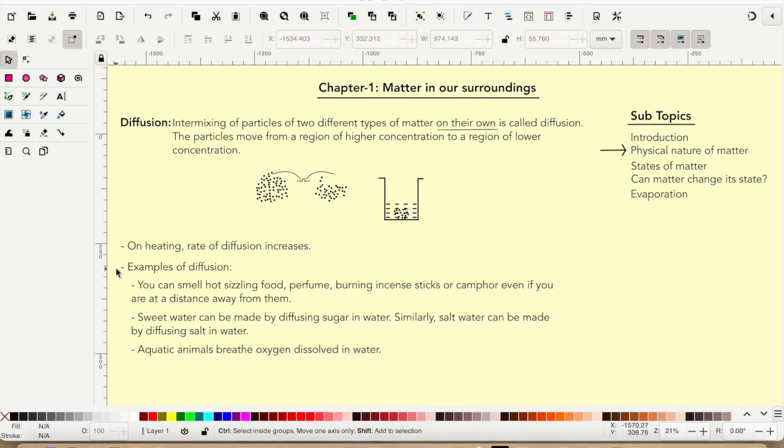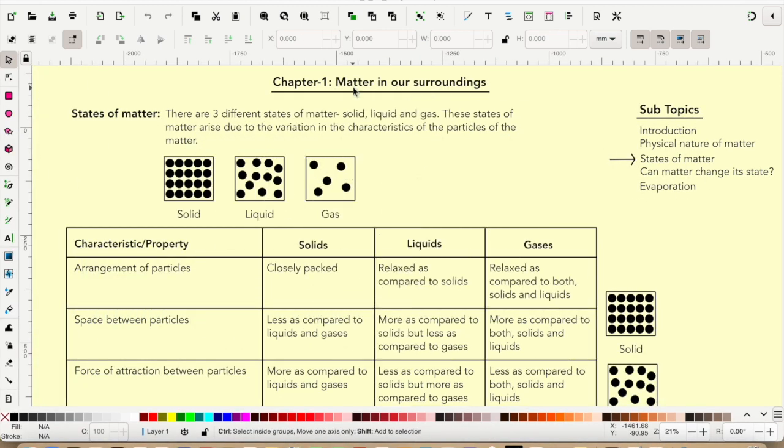Now some examples of diffusion. You may have smelled hot sizzling food, perfume, burning incense sticks or camphor even if you are at a certain distance away from those objects. This happens as the smoke contains gas particles which travel faster in the air and reaches your nose. Every matter is made of some material and every material is made of particles. All the particles of a material possess same characteristics.